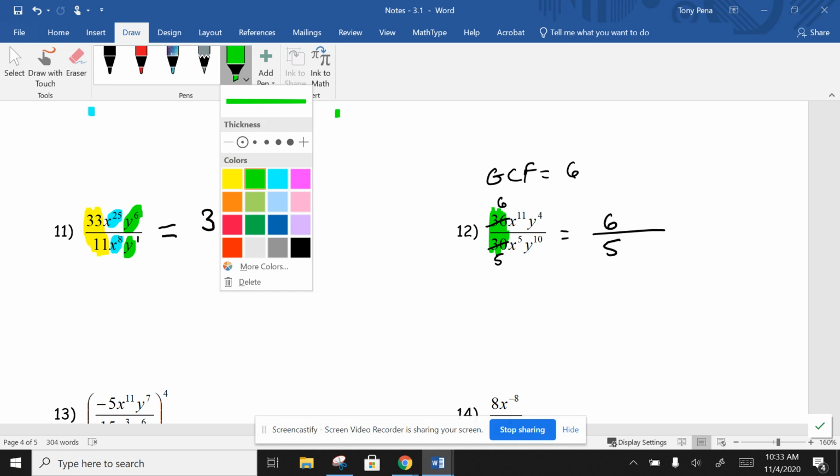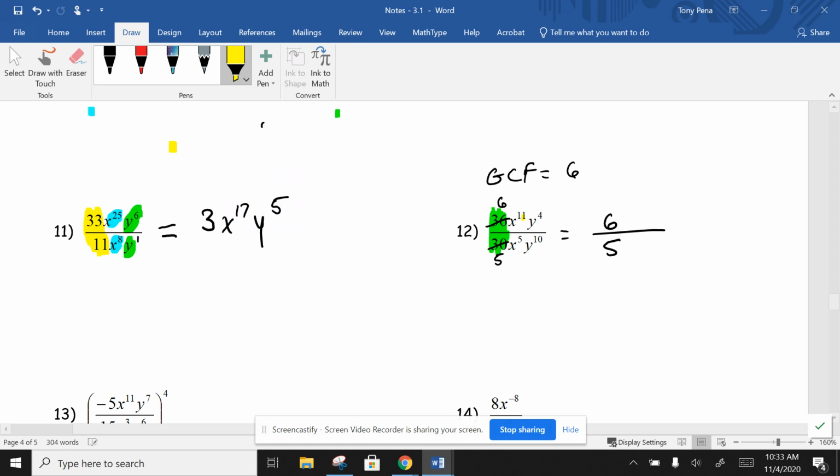When we move along to the next set of like terms, I'm going to do x to the 11th and an x to the 5th. We subtract those. An 11 and a 5 have a difference of 6. Since we have more of them in the numerator, that means the extra 6 would be left over in the numerator. So I get x to the 6th in the numerator.